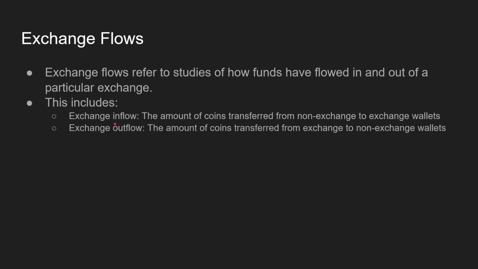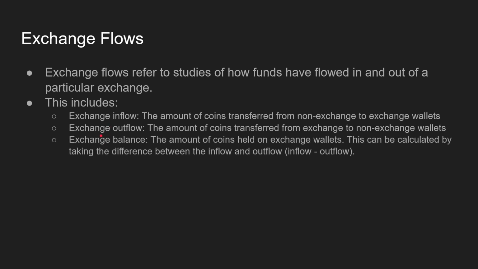The exchange outflow would represent the amount of coins transferred from exchange wallets or exchange accounts to non-exchange wallets. So when someone takes their coins off of Coinbase and sends them to their MetaMask, this would count as part of the exchange outflow. And the exchange balance is the amount of coins held on exchange wallets. This can be calculated by taking the difference between the inflow and the outflow. Simple calculation of inflow minus outflow.